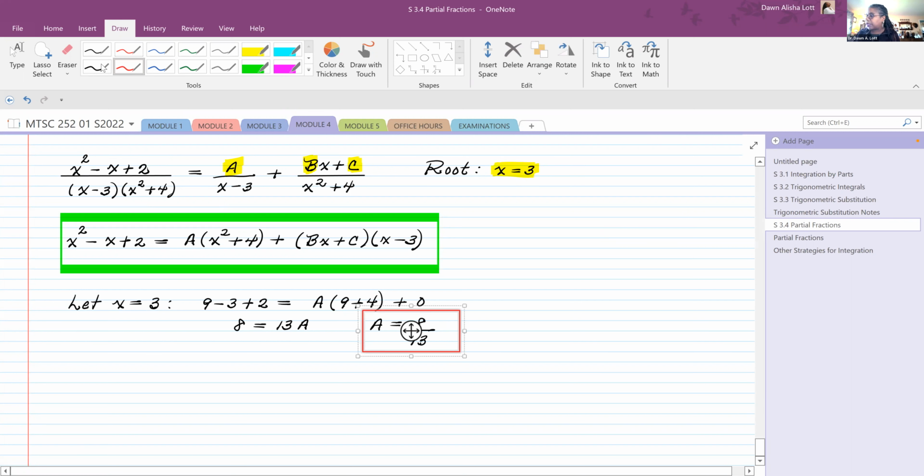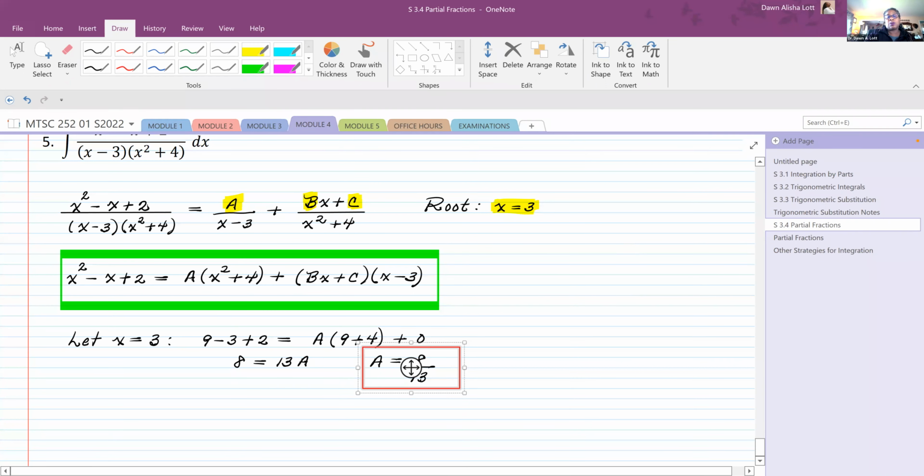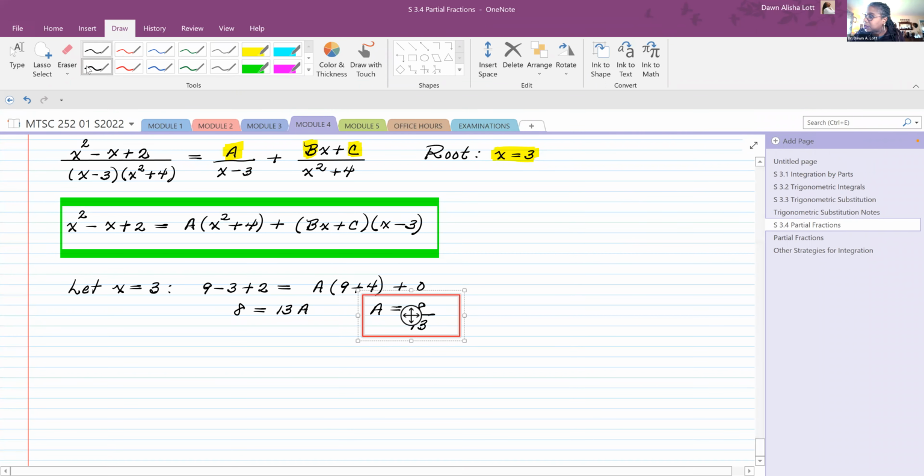Okay, so now I need to solve for B and C. I may as well use x equals 0. That'll be nice. And I'll try x equals 1. So let's let x equal 0.